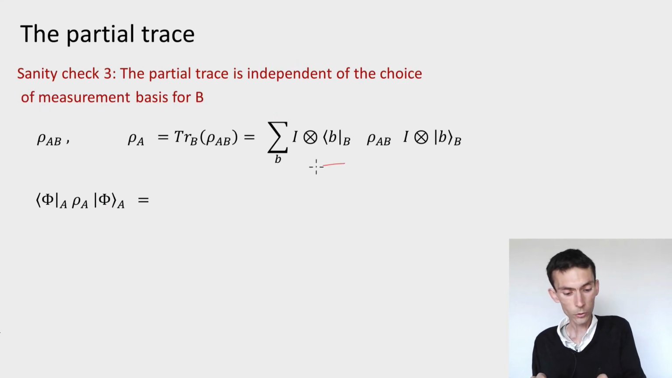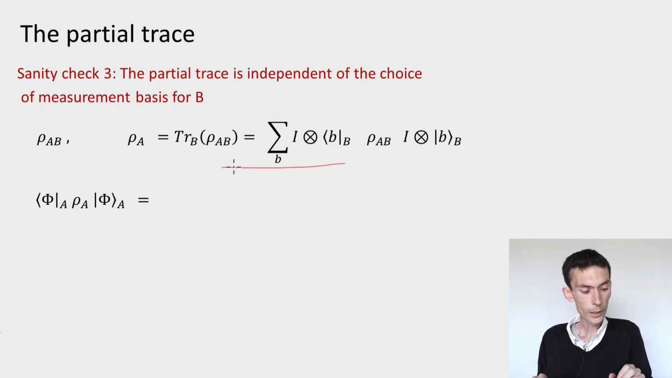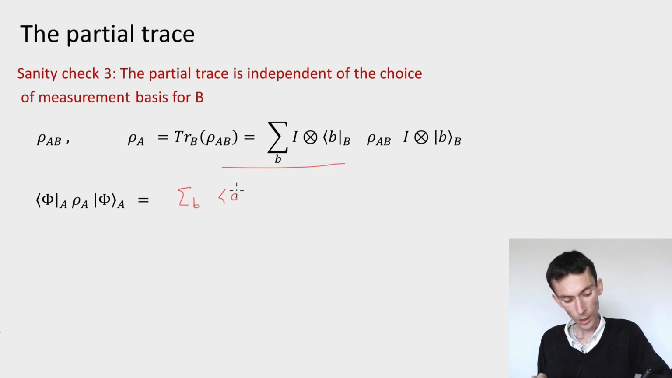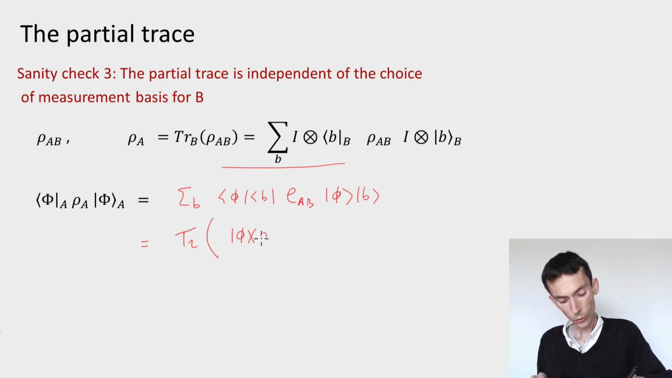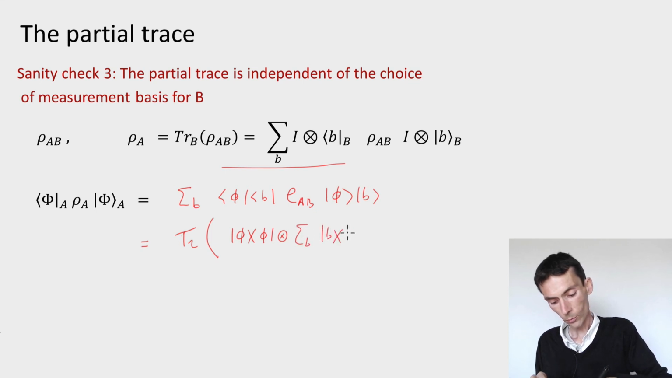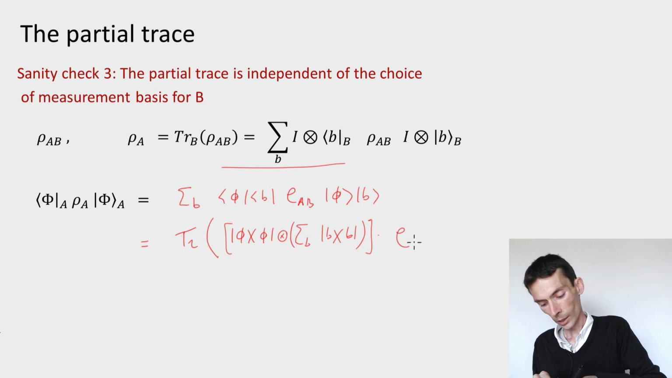So I copied again the definition for you. Now I know that Rho A is a density matrix. Let's compute its overlap with any pure state phi. This is a calculation that we already started before. I can rewrite this as the sum over B of overlap of the tensor product of phi and B with my state Rho AB. And now let's use linearity and cyclicity of the trace to rewrite this as follows. The trace of an expression which is the rank 1 projection on phi tensored with the sum over B of the rank 1 projections on B, the whole thing multiplied by Rho AB.